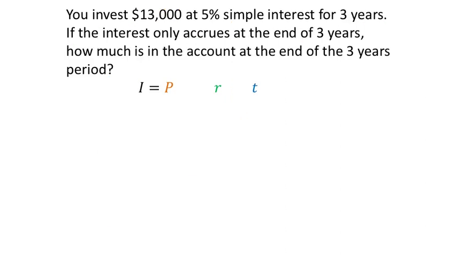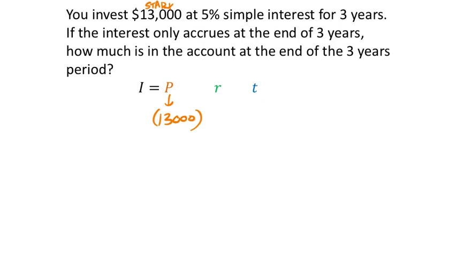Now, you invest $13,000 at 5% simple interest for 3 years. If the interest only accrues at the end of 3 years, how much is in the account at the end of the 3-year period? Okay, try this one out, then we'll go over it. Okay, so we're going to invest the $13,000. That's how much we're going to start with, which means we're looking at that being the principal. So we'll replace the principal with $13,000 there.